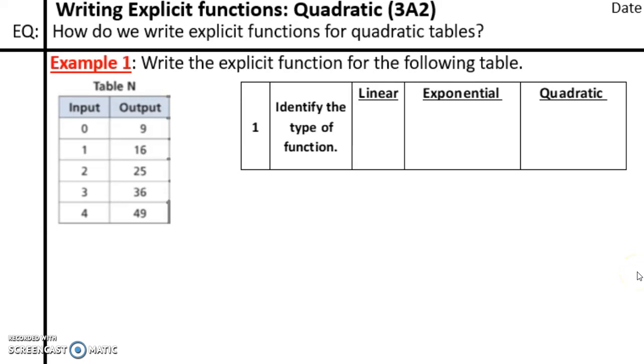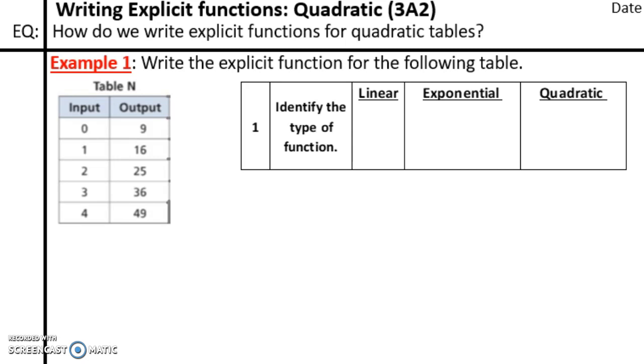Okay, hopefully you have completed the exploration and discovered some of the steps to write explicit function for quadratic functions. So the following video will include your notes for today. So example 1, we're going to write an explicit function for the following table.